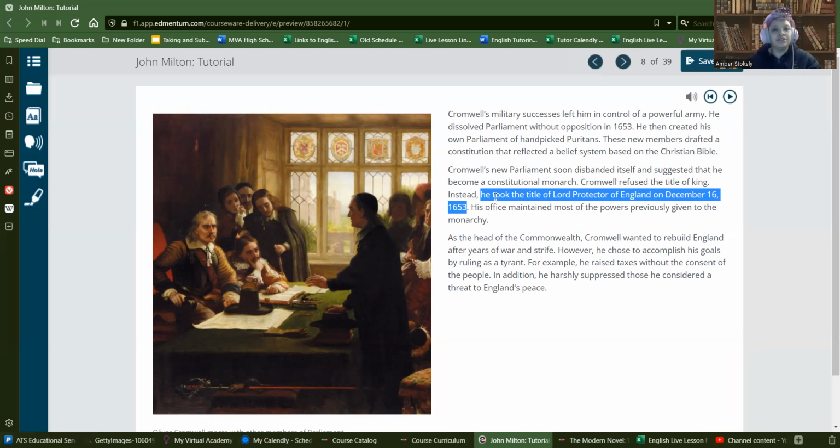But he did have different dreams and goals for being the Lord Protector than a usual king. He wanted to try to rebuild England and create some stability. And he also wanted to create a country that was less morally corrupt than what he viewed the Church of England and the Catholic Church as being. With that being said, he didn't rule peacefully. He pretty much was a tyrant the entire way through, and he's kind of known for that.